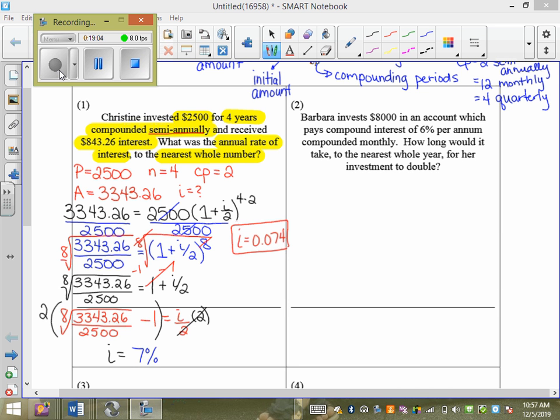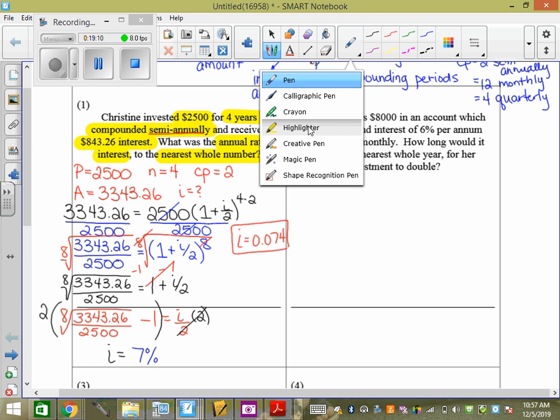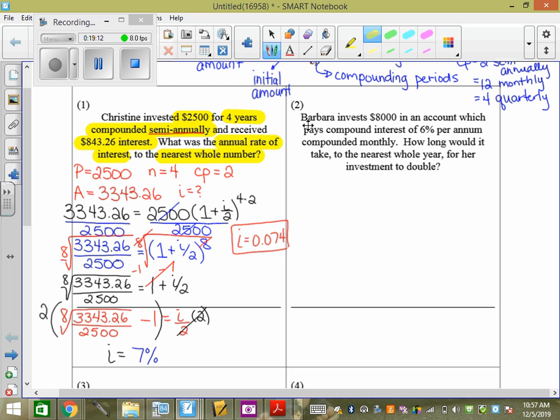Now, Barbara invests. Barbara invests $8,000 in an account which pays compound. Must use the compound formula because there's the word compound in it. At 6% per annum. That just means per year.